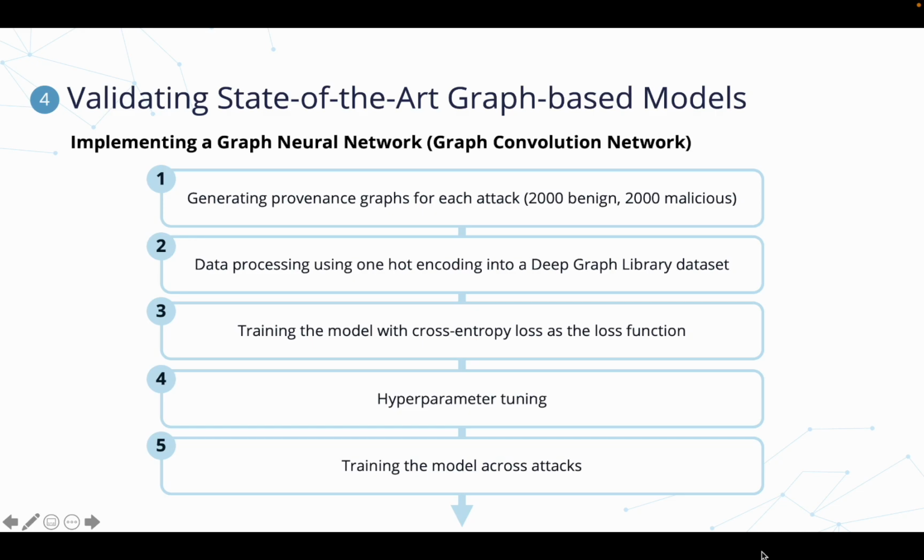Lastly, a graph neural network, and specifically a graph convolution network, was implemented and validated with the provenance graphs. For this, I first generated 2000 benign and 2000 malicious provenance graphs for each attack type. Next, I performed data processing using one-hot encoding into a Deep Graph Library dataset. Then I trained the model with cross-entropy loss as the loss function, and then performed hyperparameter tuning. Lastly, with the most optimal model, I trained the model across all the different attacks.